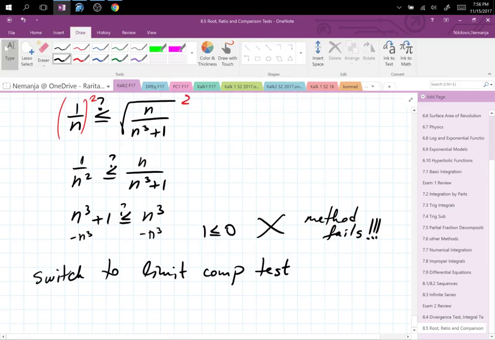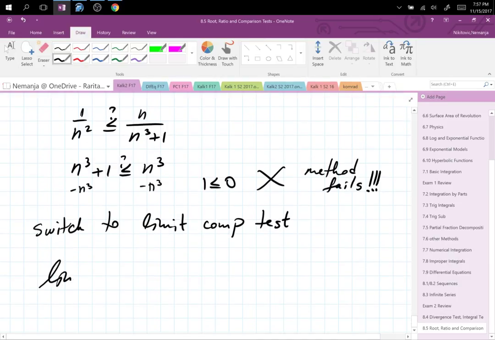As I said, most of the students choose to do limit comparison immediately, because most of the time limit comparison solves the problem, right? So we do the limit of a_n divided by b_n. a_n was this wonderful square root of n over n cubed plus 1, divided by 1 over n.